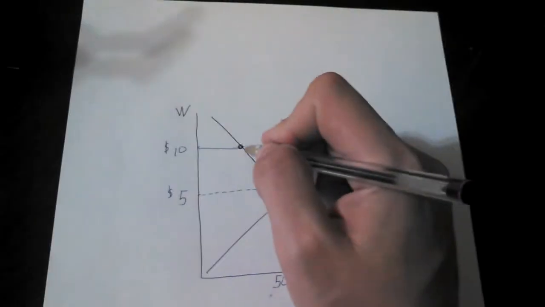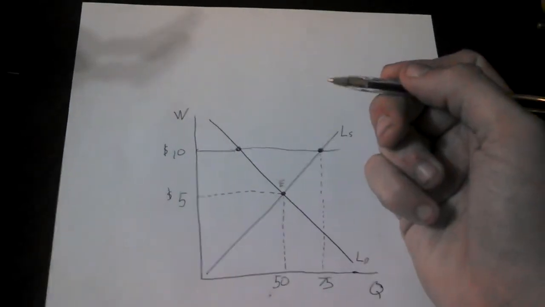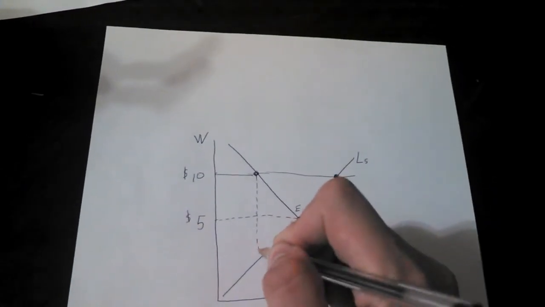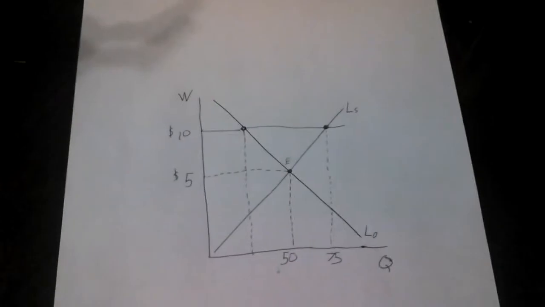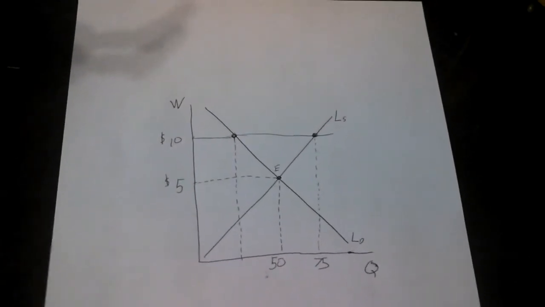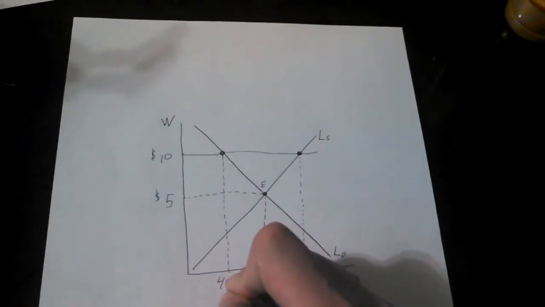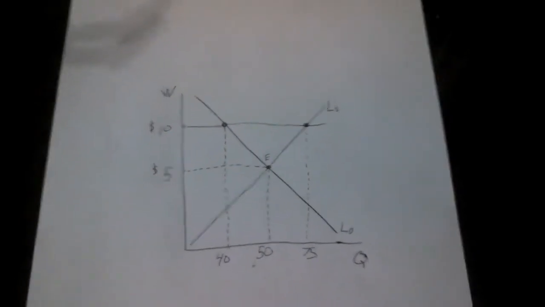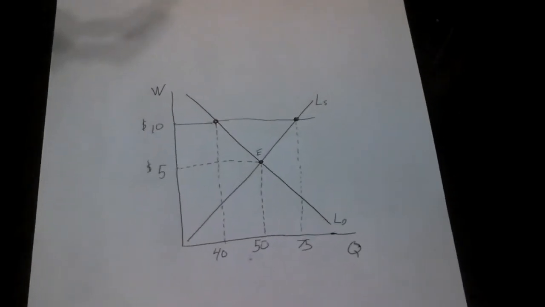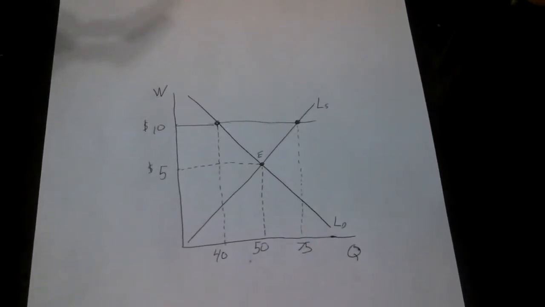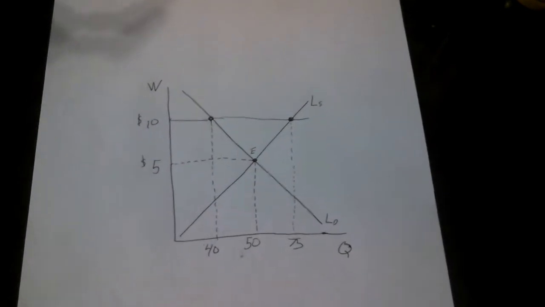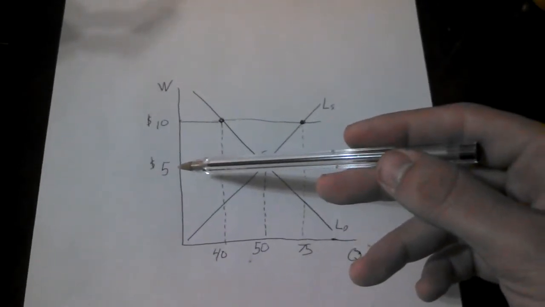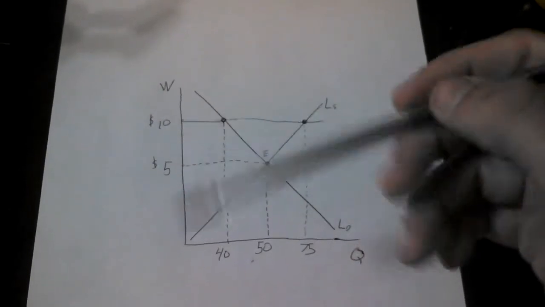Now our company is going to be on this line, this new point. They are willing to employ, let's say, 40 people for $10 an hour. This is a good visual representation of a generic example of what would happen if the minimum wage was increased from $5 an hour to $10 an hour.